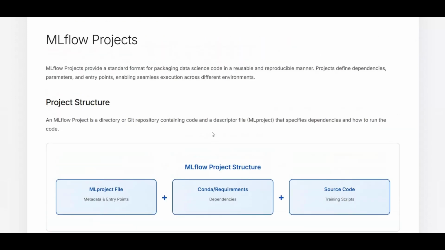A project is not a new framework and not a new way of writing ML code. It's a wrapper around code you already have. What it standardizes is how the code is executed. That includes which dependencies are installed, which parameters are exposed, and which command actually runs the logic. This is what makes experiments portable across machines, teammates, and environments.